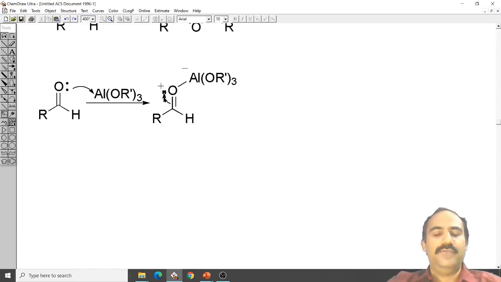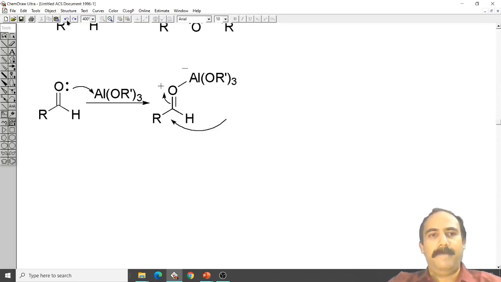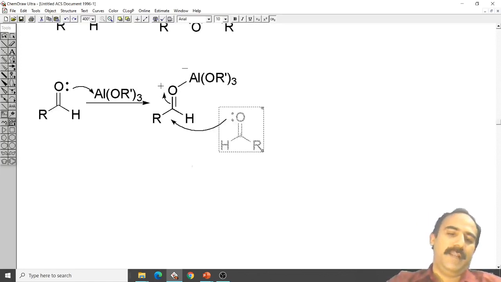This arrow means the full shift of electrons to oxygen, which will be caused by an attack of another nucleophile or a negative center. So let's, okay, like this, but this attack is coming from nothing but another molecule of the same aldehyde. So let's show it like that.